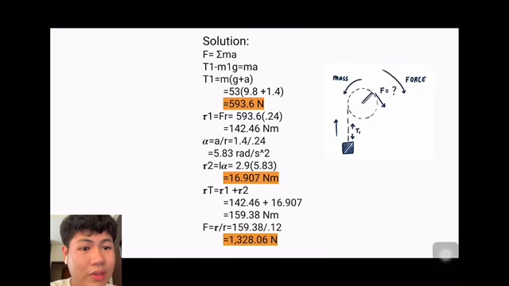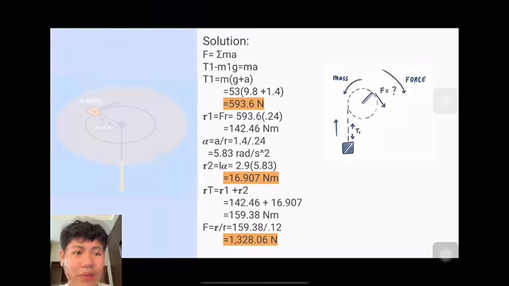And then we convert that to torque again. So we multiply that by 2.9, which will give you a second torque of 16.907 newton meters. So we add the two torques, which is 159.38 newton meters, and we divide that by the radius that we are applying the force at. Once you do that, you will get a force equal to 1,328.06 newtons of force needed to lift the crate.